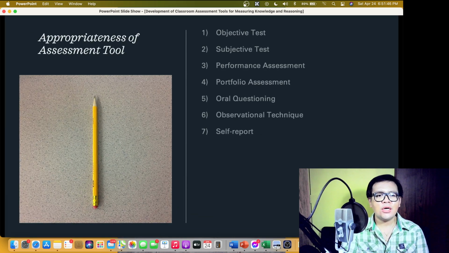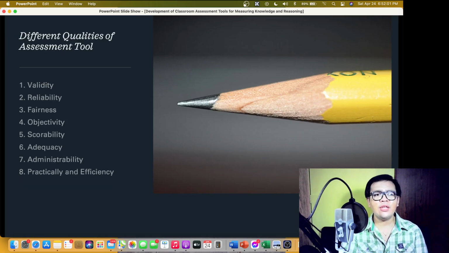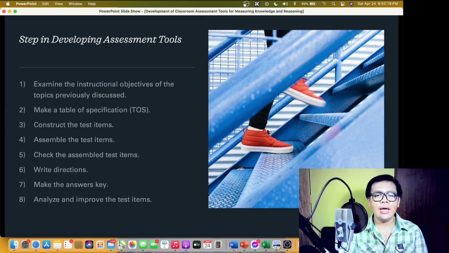So, appropriateness of assessment tools. First, the objective test. There could also be a subjective test. We have performance assessment, portfolio assessment, oral questioning, observational technique, and self-report. So, different qualities of assessment tools. There should be validity. There should also be reliability, fairness, objectivity, scoreability, adequacy, administrability, and practicality and efficiency. And we also have steps in developing an assessment tool.